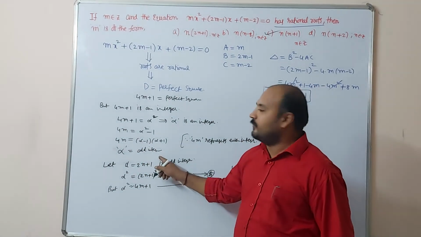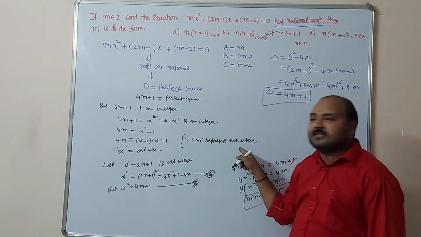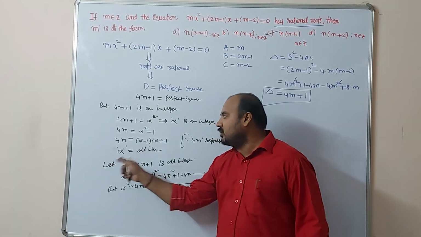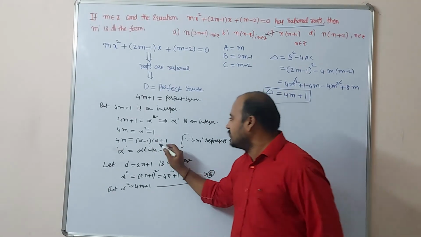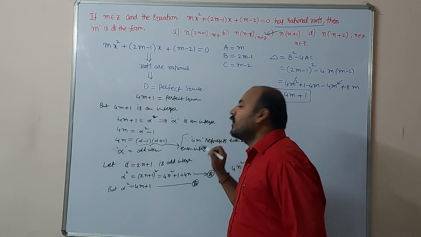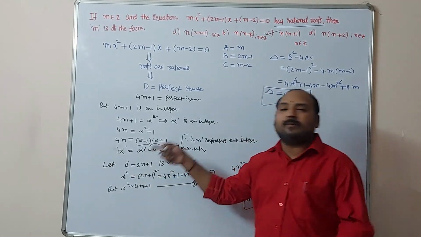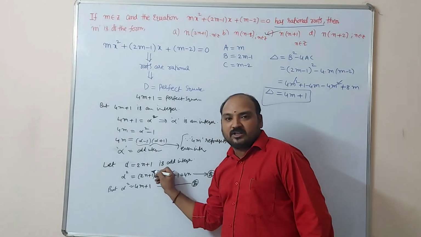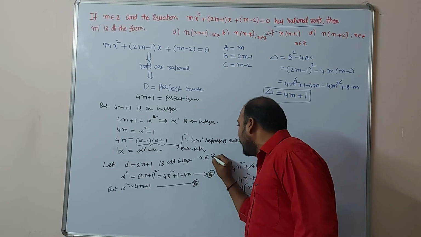Alpha is an odd integer. Alpha minus 1 and alpha plus 1 both are even integers. Why? Because 4m is an even integer here. That is the reason alpha minus 1 and alpha plus 1 both are even integers. These two are also even integers. So whenever you subtract 1 or add 1, it will become odd. So alpha will be odd. Alpha is an odd number, and generally an odd number we denote by 2n plus 1 only. No? So that is the reason, let alpha is equal to 2n plus 1 for n belongs to Z.